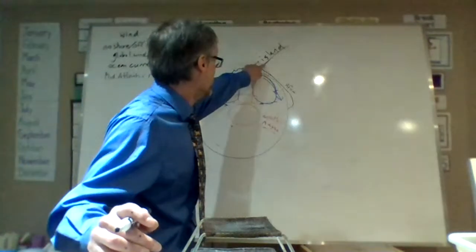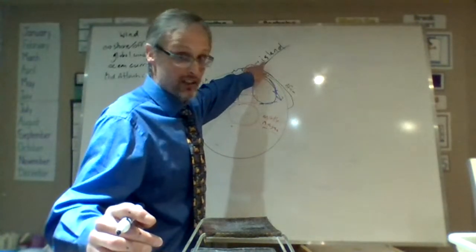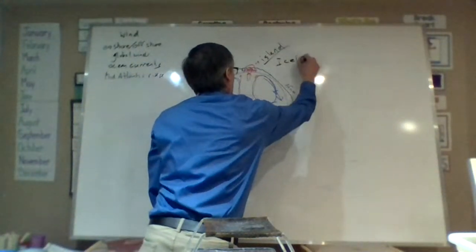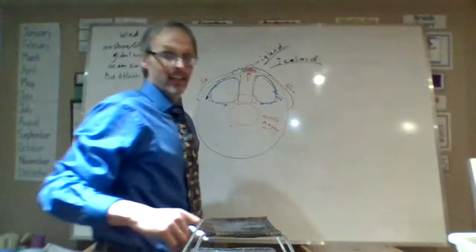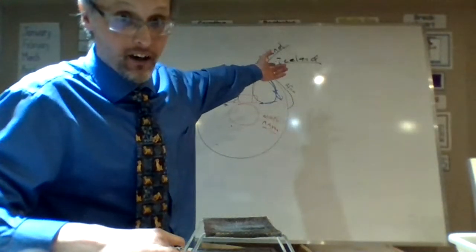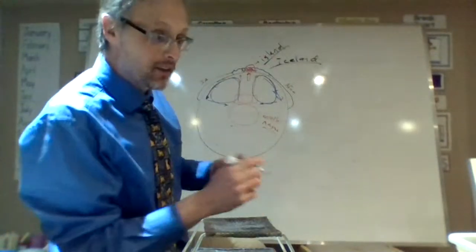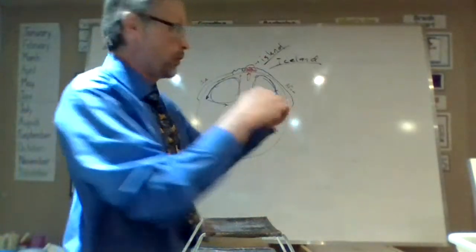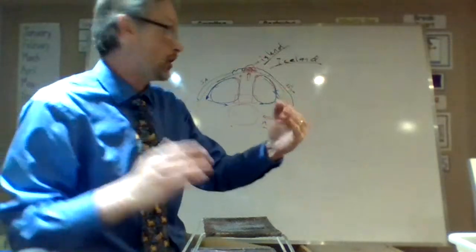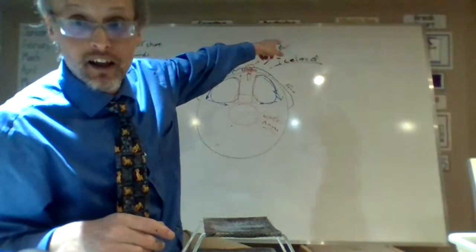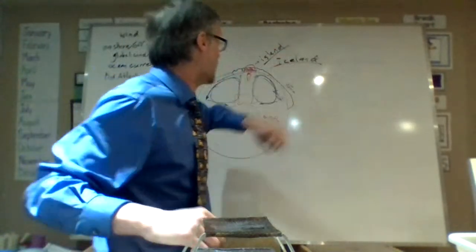So this island, let's give it a name. Let's call this island Iceland. That's why Iceland is there. Iceland is there because convection currents happen in the middle of the Atlantic, pushing two continents apart. The lava comes in between. We get Iceland.